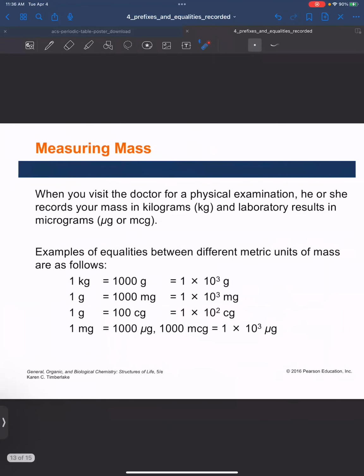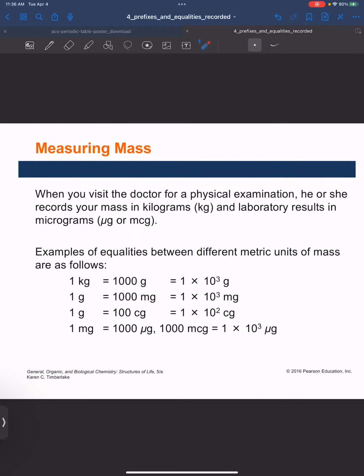Another measurement we will be doing is measuring mass. For example, when you visit the doctor for a physical examination, they record your mass in kilograms, and the laboratory results that they record for different measurements are done in micrograms. Examples of equalities between those different metric units of mass are as follows. We know that 1 kilogram is 1,000 grams, 1 gram is 1,000 milligrams, 1 gram is 100 centigrams, 1 milligram is 1,000 micrograms.